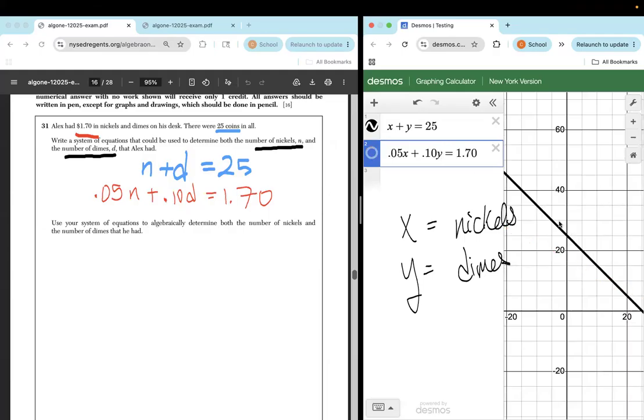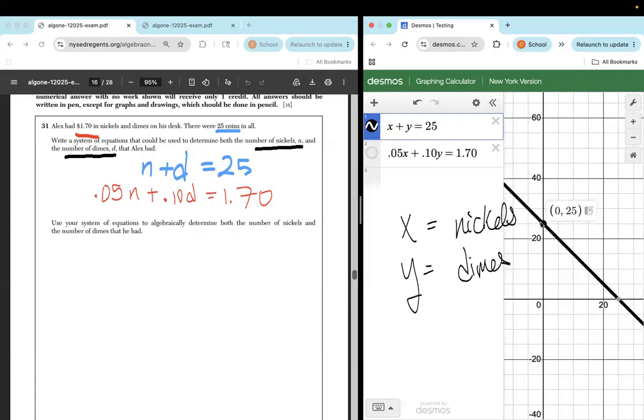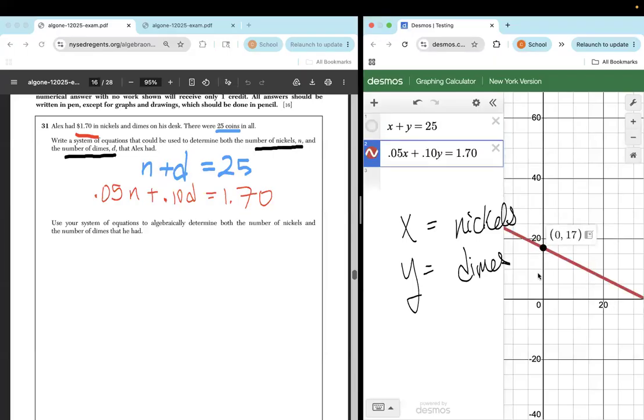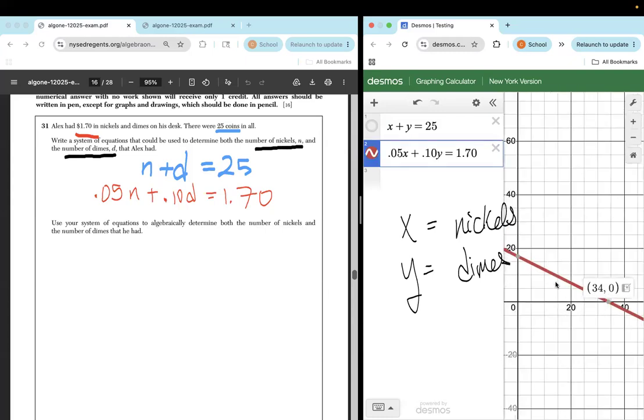Now, this black line represents all the different ways that he could have 25 coins. So this intercept here represents all dimes, y-intercept. This is all nickels, x-intercept. And in between, for example, 10, 15, that's one way we could have 25 coins. The red one, the money equation, represents different ways he could have $1.70. So he could have 17 dimes, he could have 34 nickels, or he could have some combination in between, such as 16 nickels and 9 dimes.